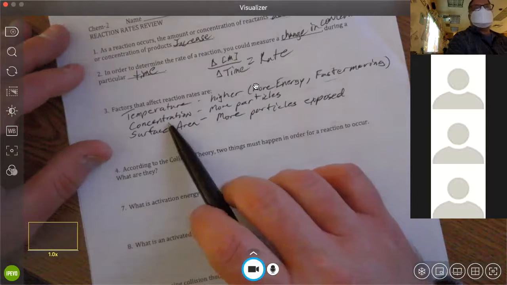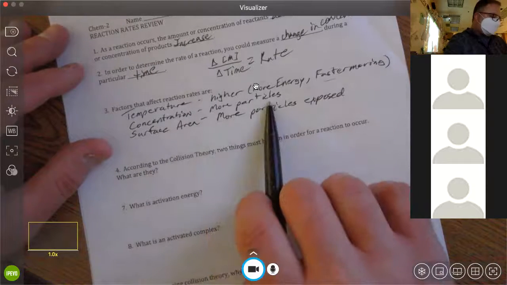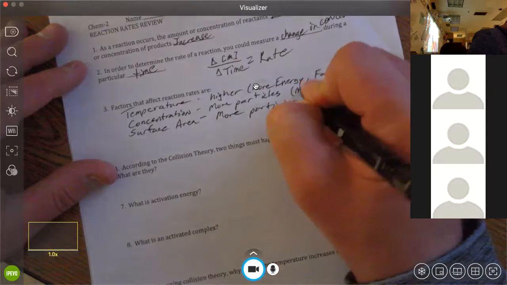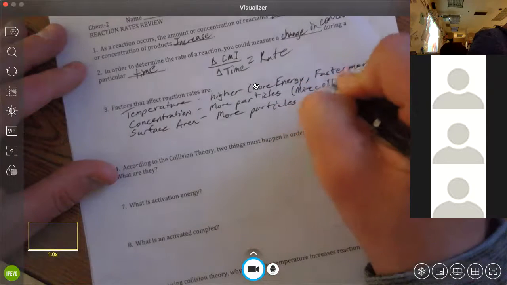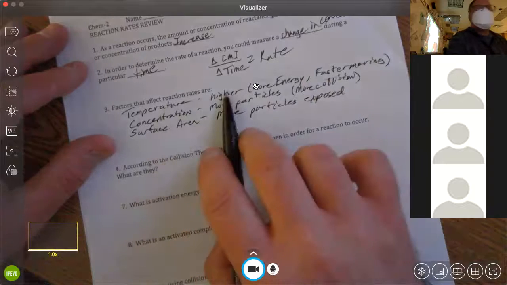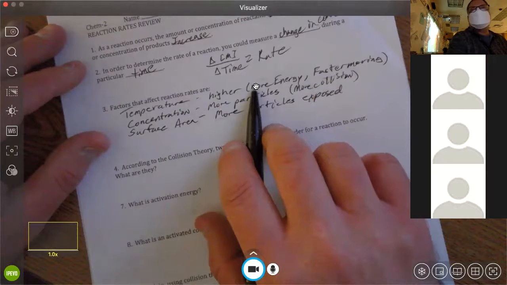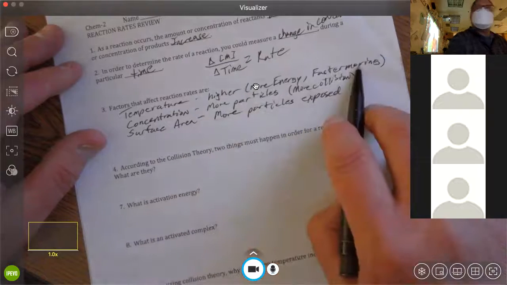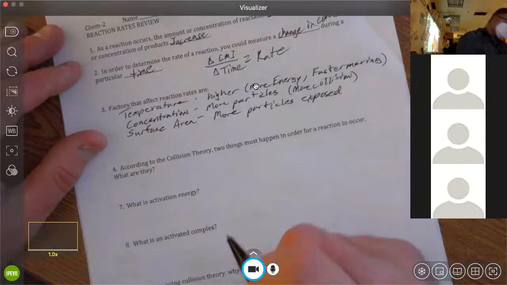If you lower the concentration, then you'll have fewer particles. More particles, more collisions; fewer particles, fewer collisions. With lower temperature, you would have less energy, so fewer collisions would be successful even if they collide with the proper orientation. And they'll be slower moving, so there'll be fewer collisions overall.